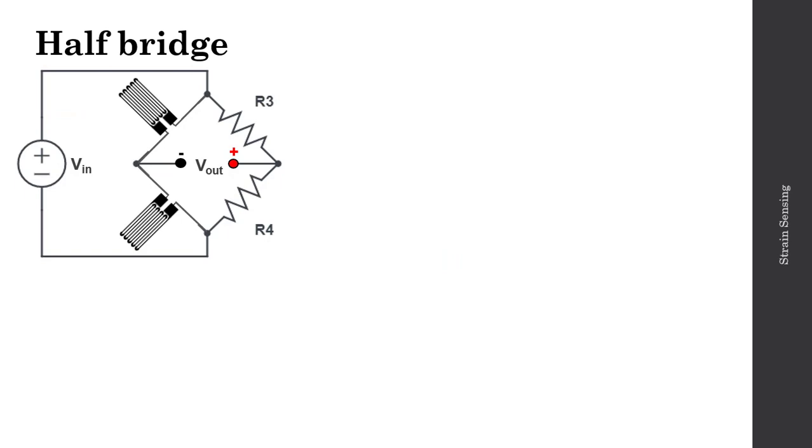For the half bridge circuit, half of our resistors, 2 out of 4, are now being used as strain gauges. Once again, we'll assume all of our resistors have the same nominal resistance R. And our first strain gauge, that'll experience a resistance plus or minus a delta R1, and that'll be in response to a strain epsilon sub 1. And then our second strain gauge, that'll have a nominal resistance of R plus or minus a delta R2, and that'll be in response to a second strain, epsilon 2.